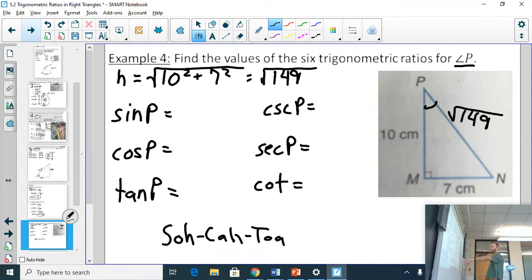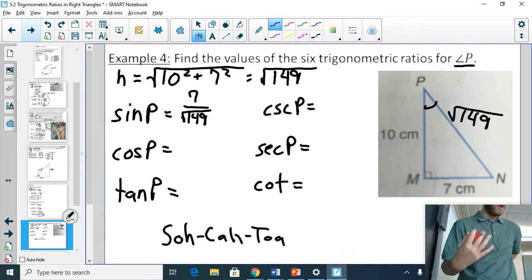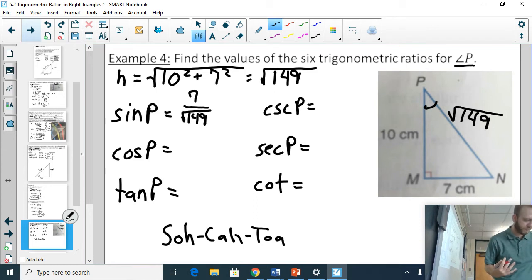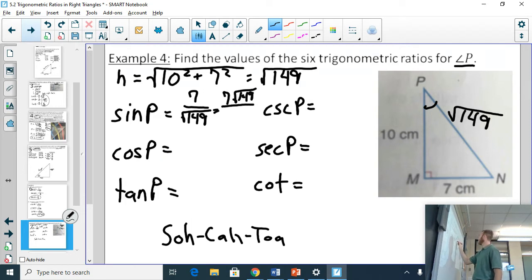Sine is opposite over hypotenuse. Opposite from P is 7, and then the hypotenuse is square root of 149. And then typically you would want to rationalize. So we would multiply the top and bottom by the square root of 149, which would get us 7 times the square root of 149, and then the square root of 149 would cancel on the bottom.